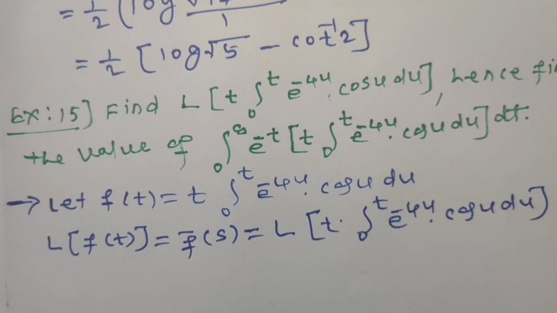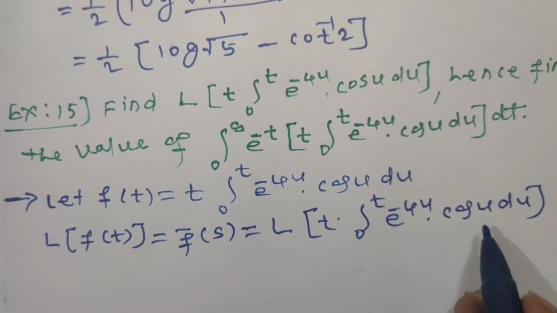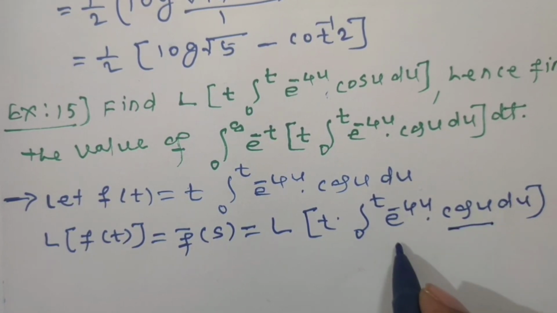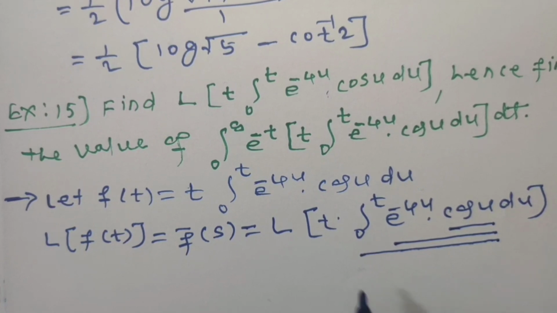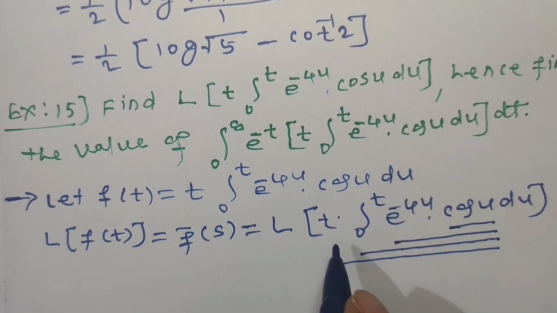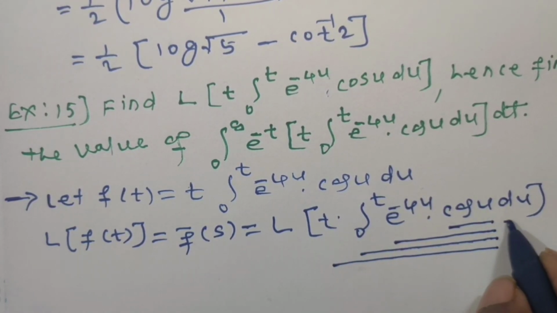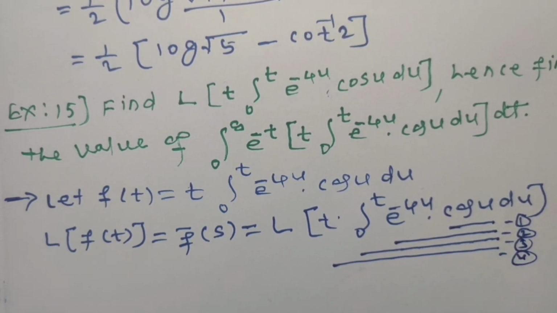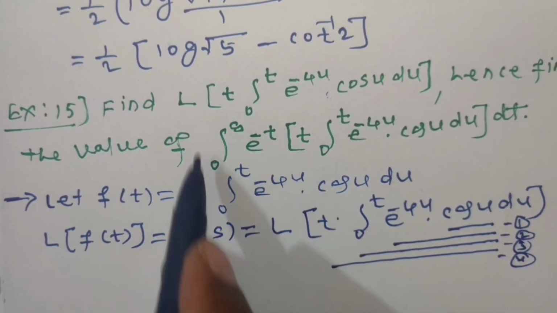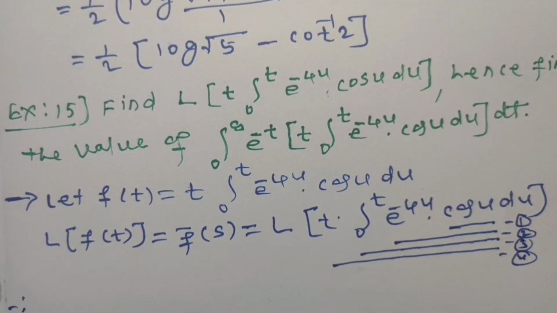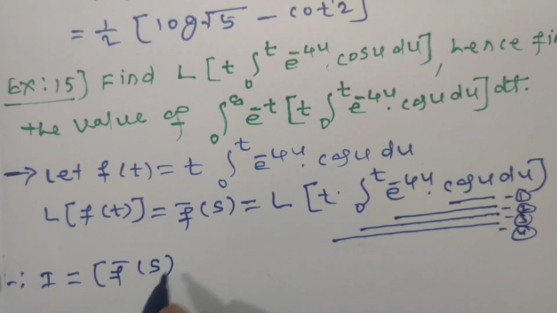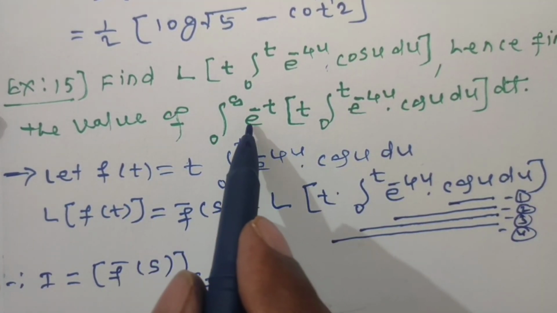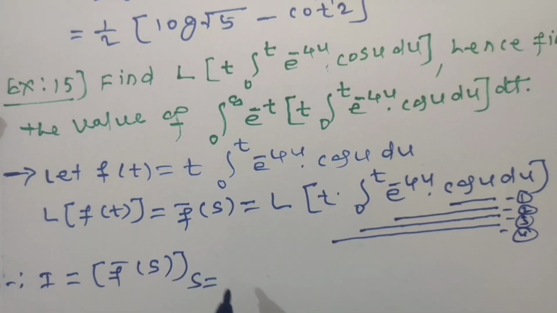Okay, so what will we do first? Step number 1, we will assume the Laplace transform of cos u, then e to the power minus 4u into cos u, then the Laplace transform of this integral, and then the Laplace transform of t into this integral. So this is step 1, this step 2, this step 3 and this step 4, and step 5 will be the value of this integral, and the value of this integral that will be I is equal to f bar of s, and s is replaced here, in e to the power minus st, s is 1, s is equal to 1.